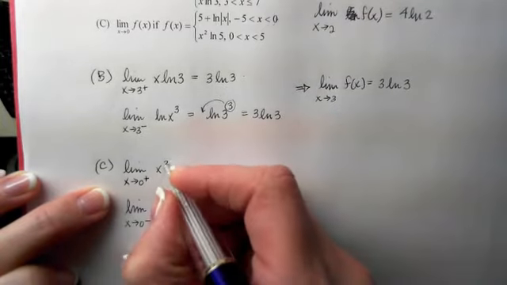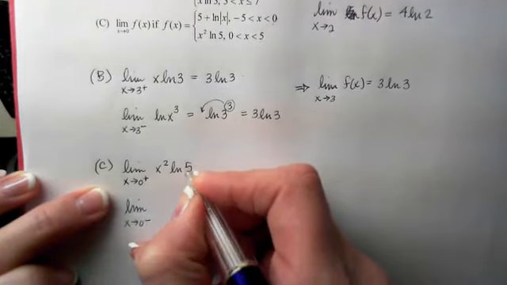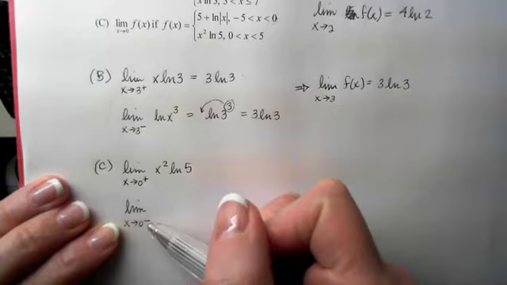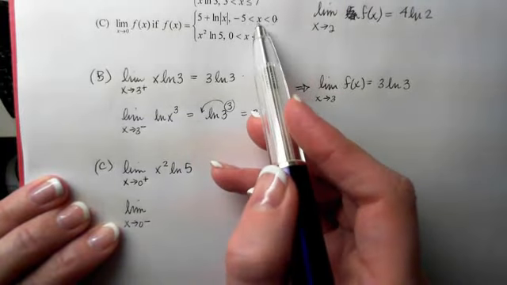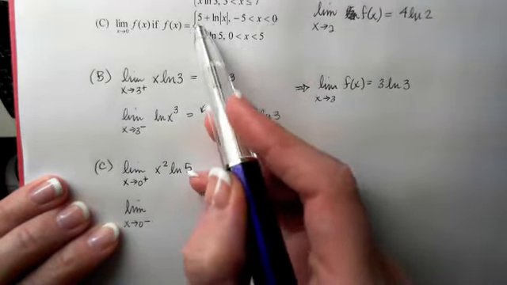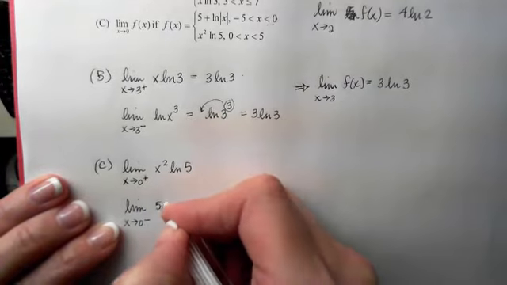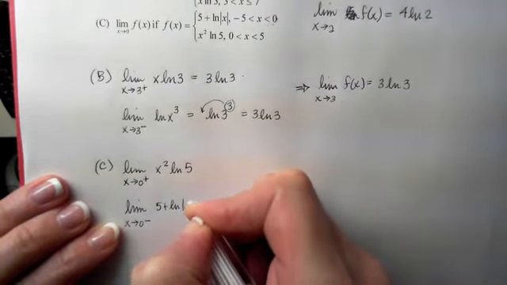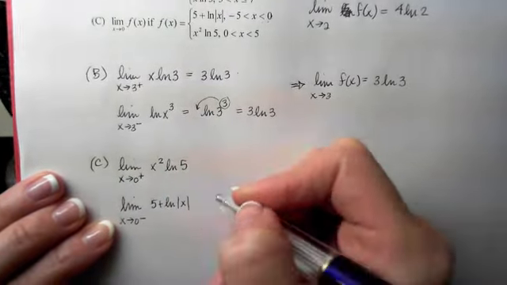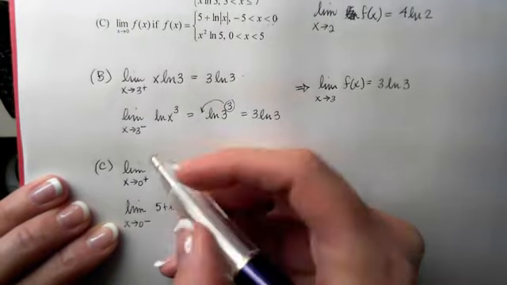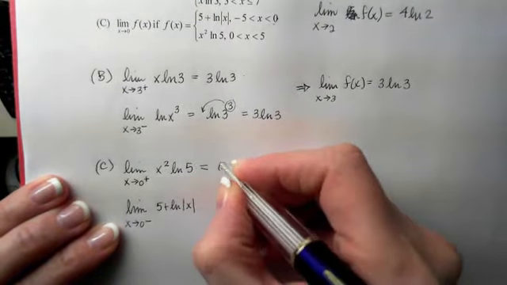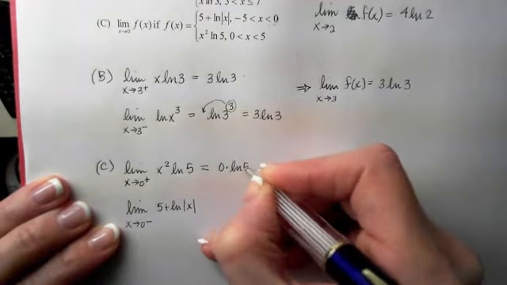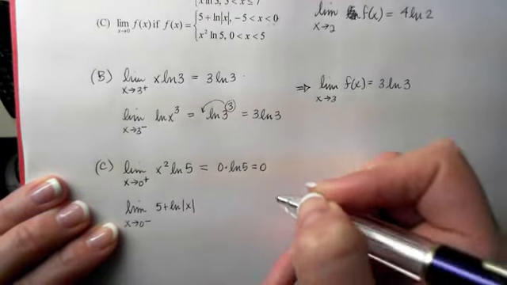So I'll have an x squared times a natural log of 5. If I want to approach 0 from the left, that means I'm going to plug in to the branch that deals with numbers that are smaller than 0. So that's this top one, 5 plus ln of the absolute value of x. Now if we look here, we can plug the 0 in. It doesn't cause us any trouble, and we get a 0 times a natural log of 5, which is 0.